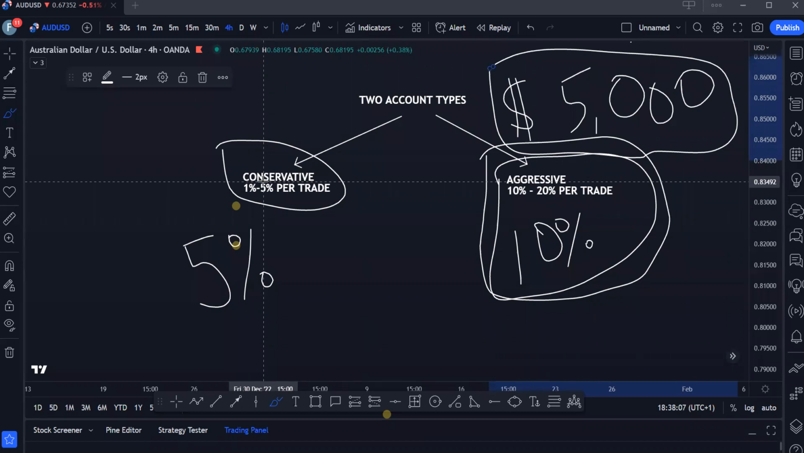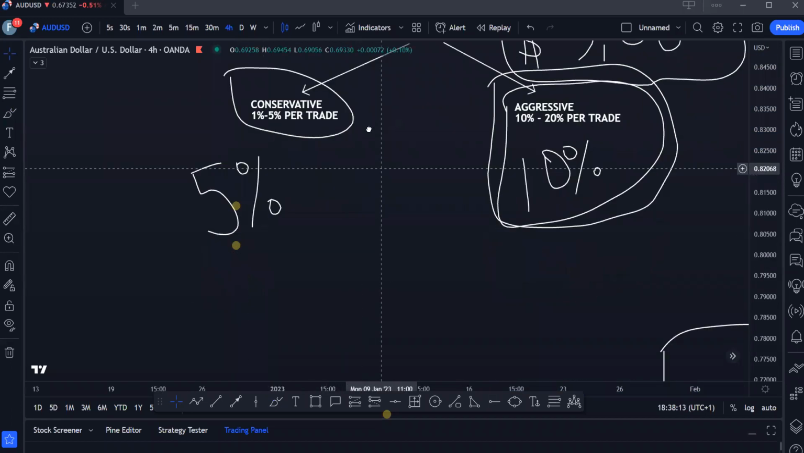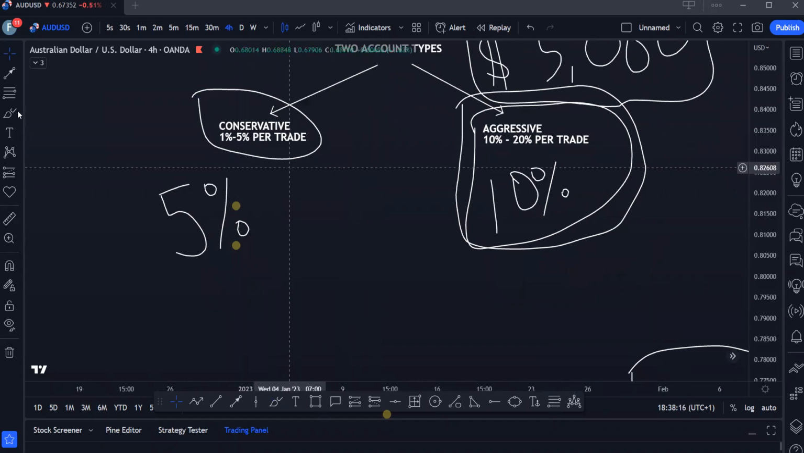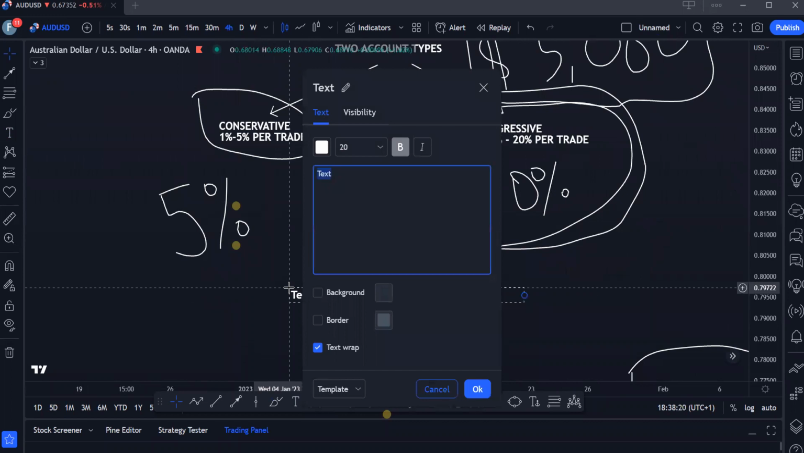So let us go ahead and do this very quickly. How do you know the right lot size that you should use on any trade? Regarding your risk, you want to use a tool called the position size calculator.